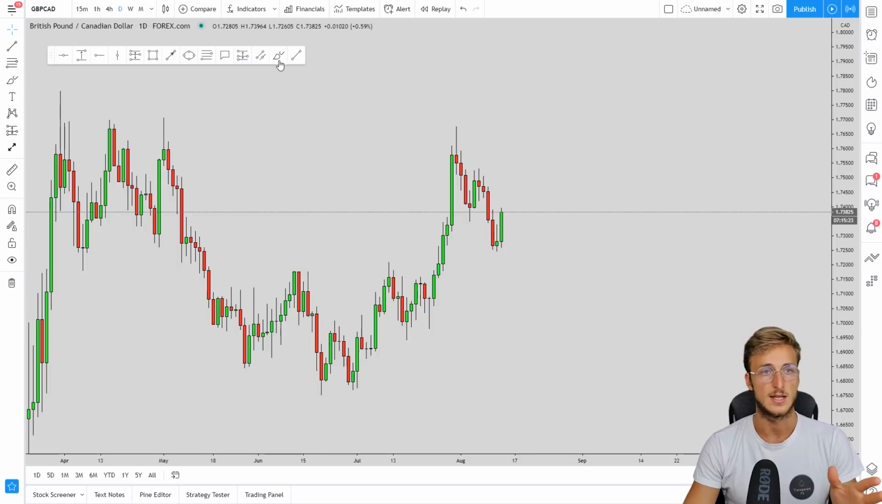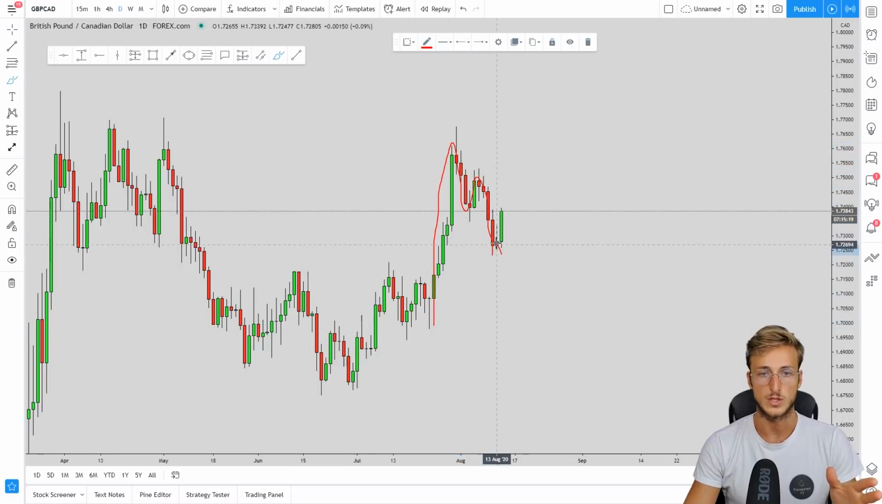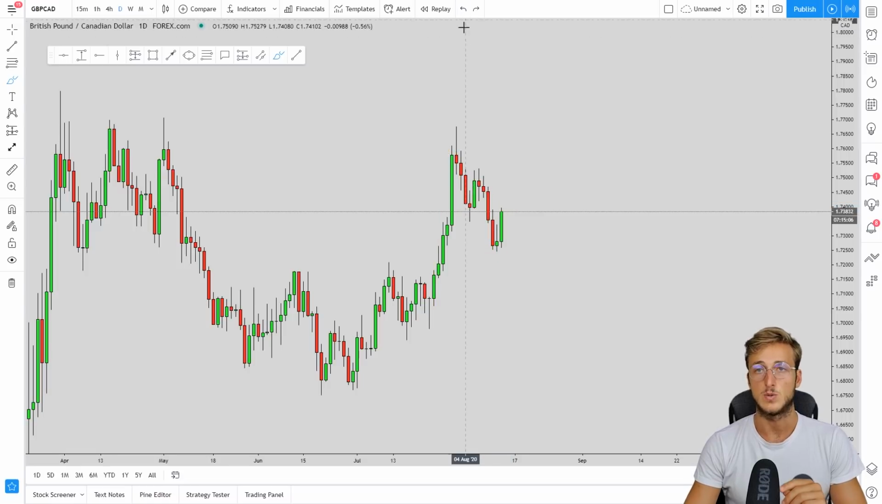We said that after the market had created this M formation, we wanted to see the market give us the move to the upside to complete the pattern, so the M formation at the neckline, aka the previous support, now turned resistance at this level. And that is exactly what the market has done.